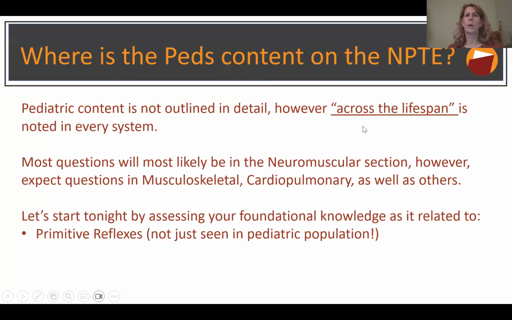All right, so where is PEDS on the MPTE? Well, if you look at the content outline for the MPTE, all of the systems say across the lifespan. I think most pediatric questions you're going to see in neuro, right? But you could see some in musculoskeletal, and I think we do have an online office hour for pediatric musculoskeletal, and you might see some in cardiopulm, like with cystic fibrosis, but most of them are going to be in the neuro section.